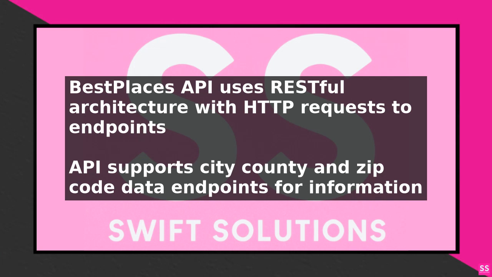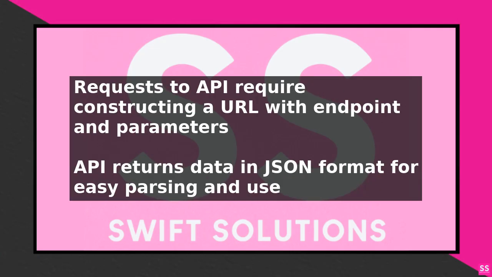To make a request to the API, you need to construct a URL that includes the endpoint and any required parameters. For example, if you want to retrieve the cost of living index for a specific city, you would use the city data endpoint and include the city name and state as parameters. The API returns data in JSON format, which can be easily parsed and used in your application.